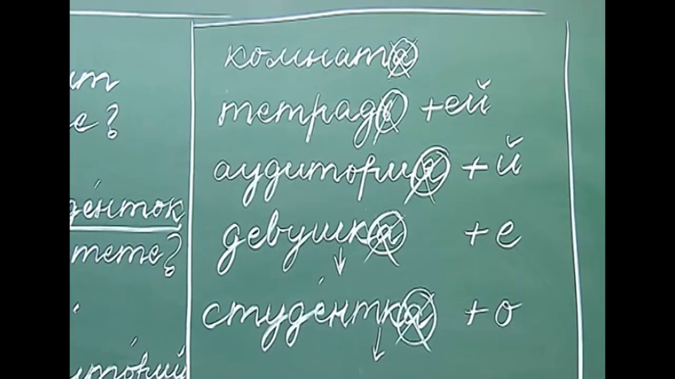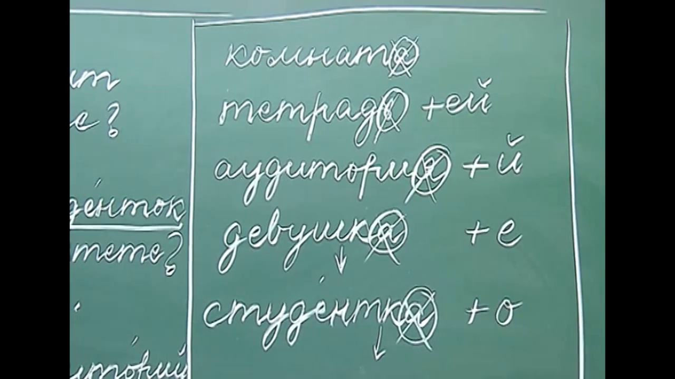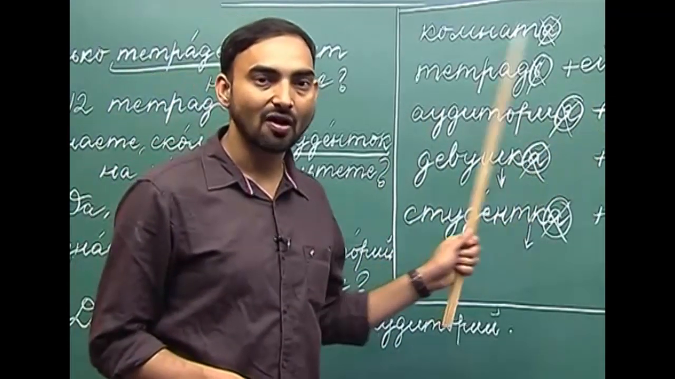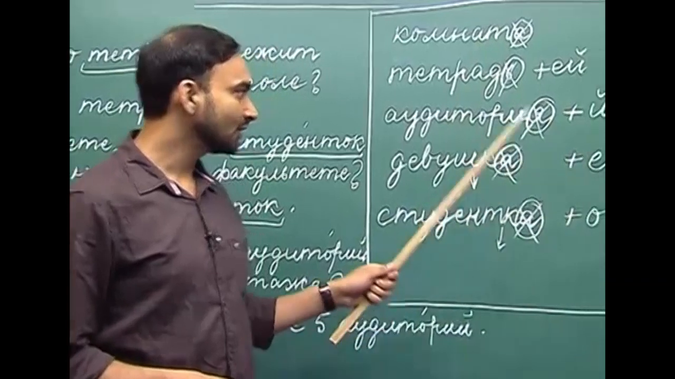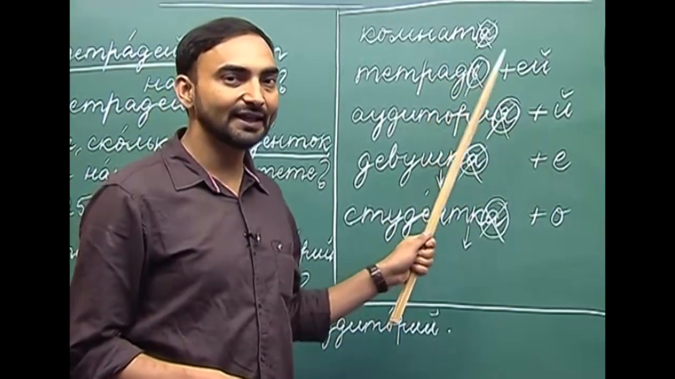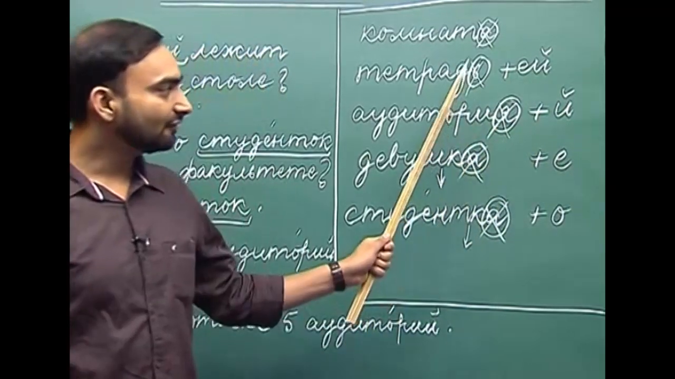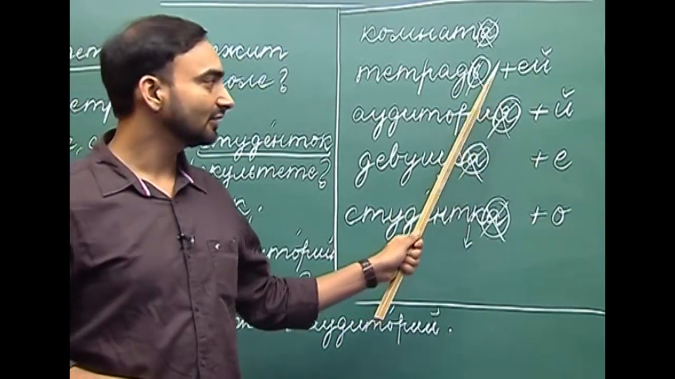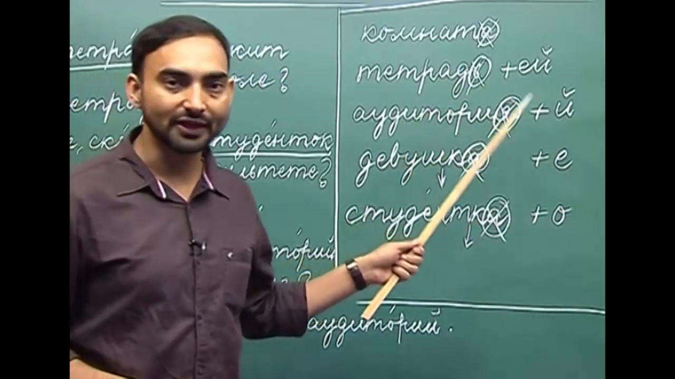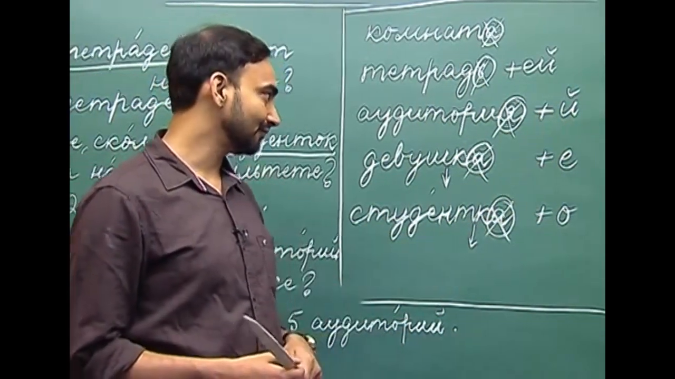The next ending that we are going to discuss is ia ending. For example, auditoria, auditorium. Whenever you have a feminine noun with ia ending, what do we do? We replace ya with ikratke. So auditoria, auditori with ikratke.